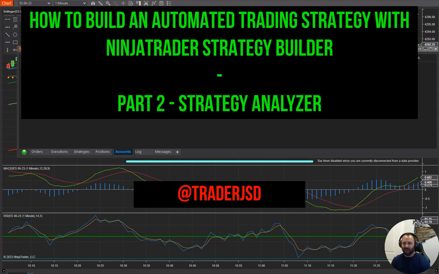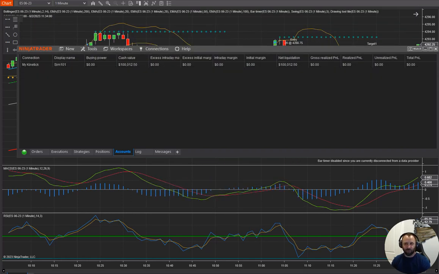Strategy Builder. Now, in part one, we used the Strategy Builder to build a quick trading strategy around the MACD crossover. So today we're going to utilize the Strategy Analyzer. We'll load that strategy that we created and show how to backtest that strategy over a period of time against whatever trading mechanism that we want. In this case, we're going to use the ES for testing purposes. So let's just get into it.